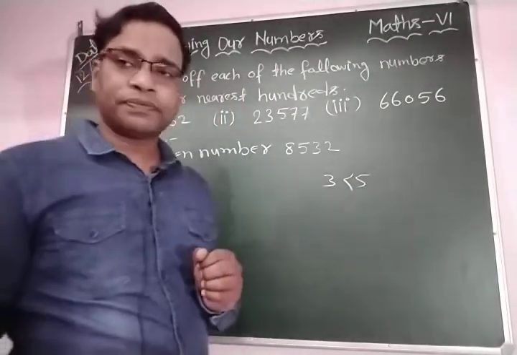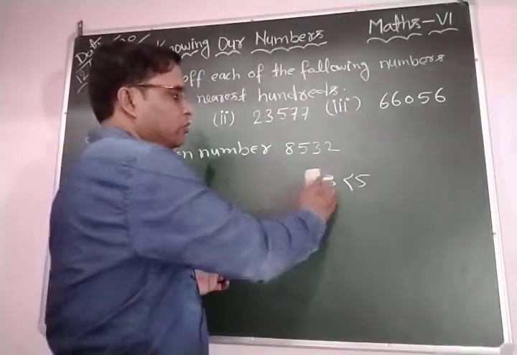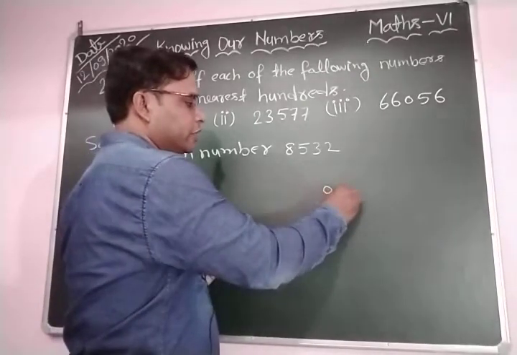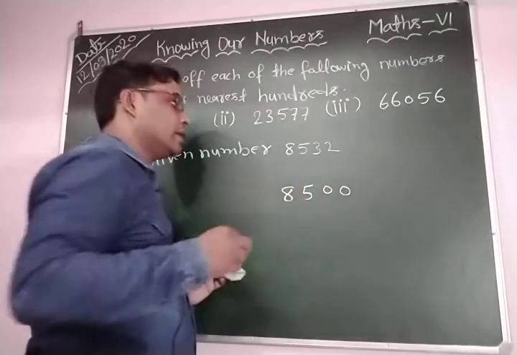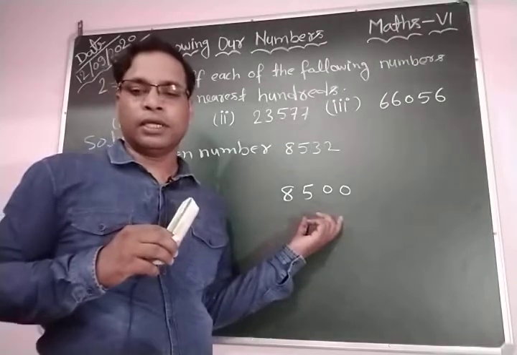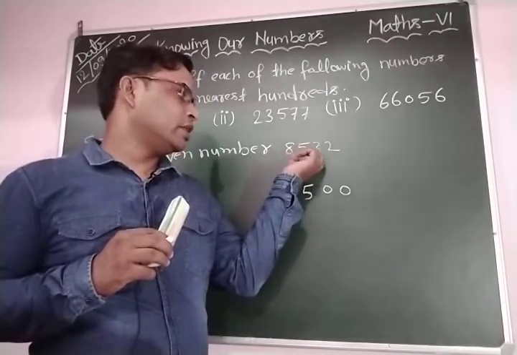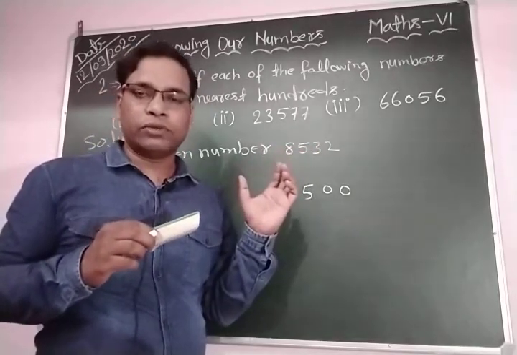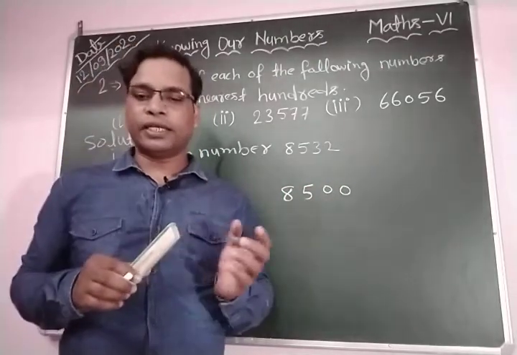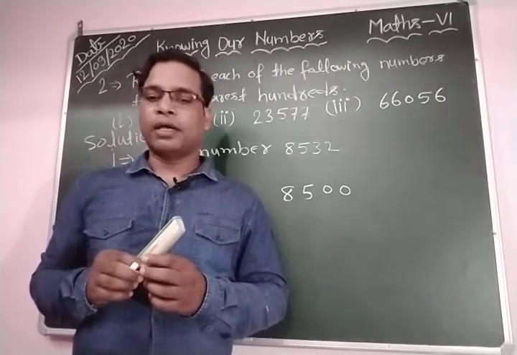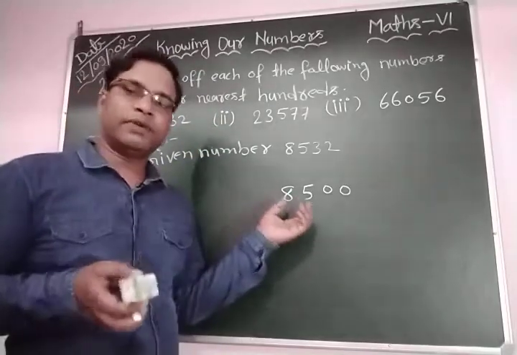Then we obtain the rounding of this number. If we replace the tens place digit with 0 and the ones place with 0, and keep all other digits of the number as they are, it becomes 8500. So 8532, if you round it off to the nearest 100, becomes 8500. So now we write: the rounded off number to the nearest 100 is 8500.